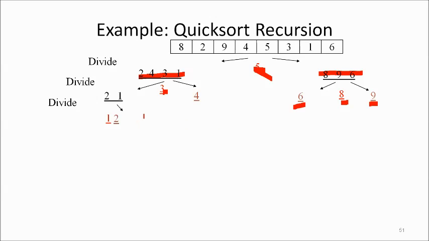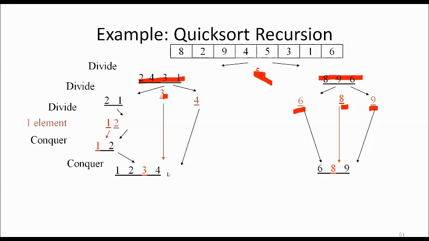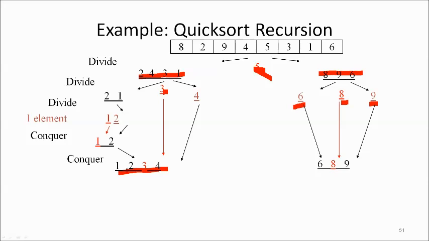If you divide, sort also. So 1, 2. Next, conquer. Okay? Next, write 3, which is the pivot. And since 4 is just one element, we just have to write it up. So that's how we arrive at 1, 2, 3, and 4.